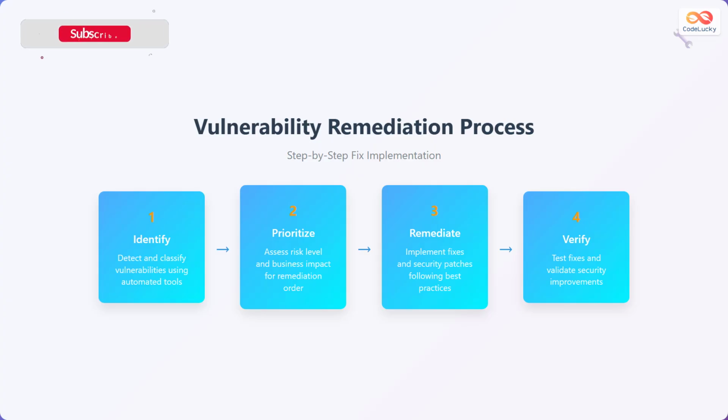This involves writing secure code, applying vendor patches, and updating configurations to eliminate vulnerabilities. Step 4 is verify, where teams test the implemented fixes and validate that security improvements work as expected without breaking existing functionality.